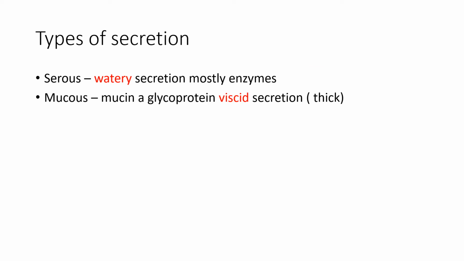Then we can also talk about the types of secretion. There are two different types: serous secretion and mucous secretions. Serous secretions are watery secretions, most of the time things like enzymes. Then mucous secretion is basically thick secretions which are formed by glycoproteins, namely mucin, and it is viscid. It is quite thick.